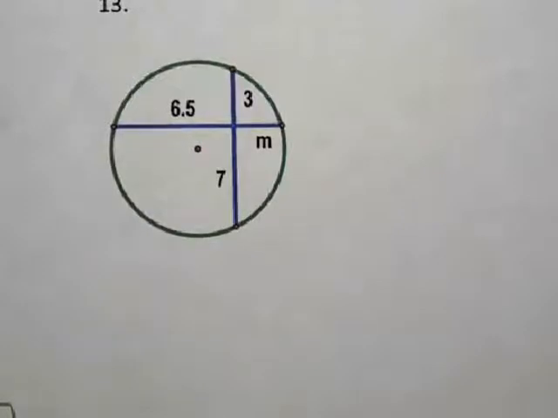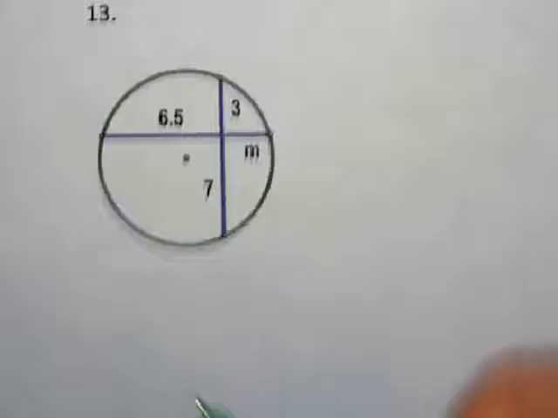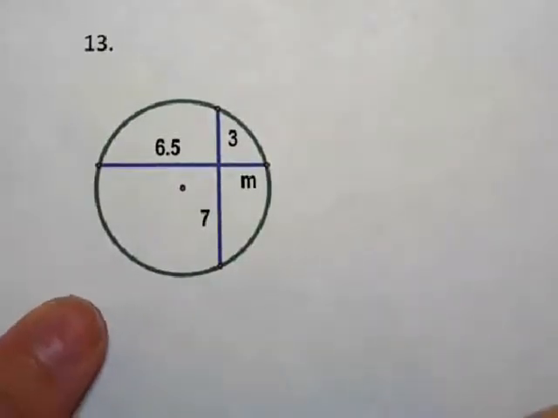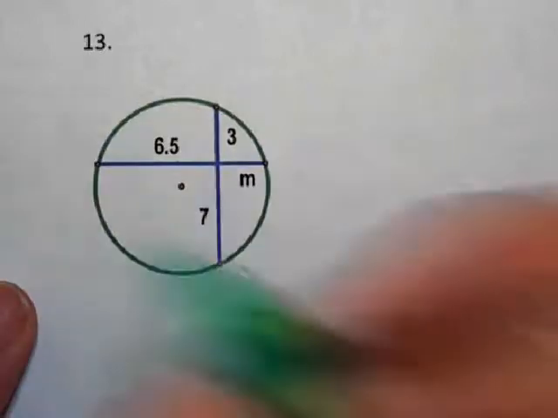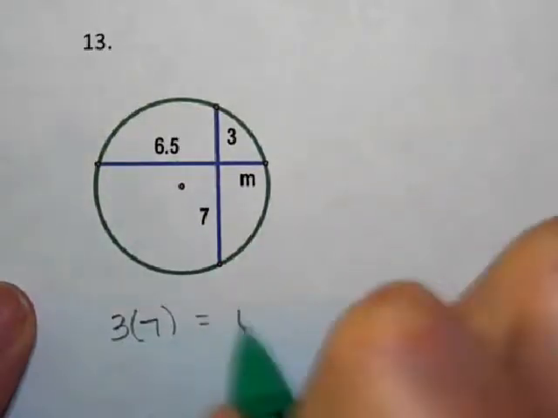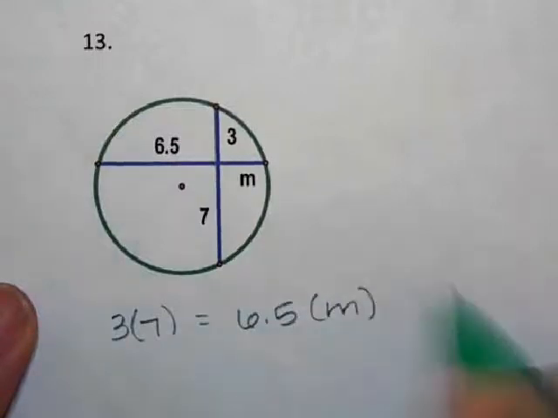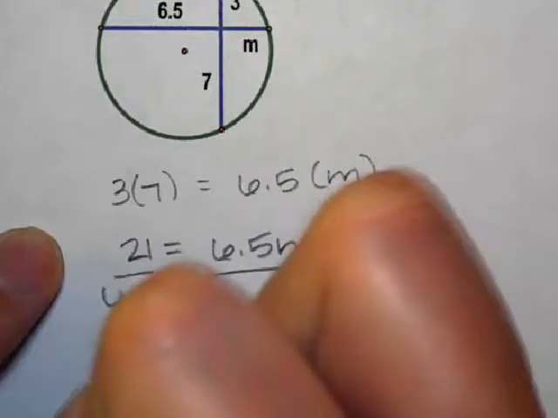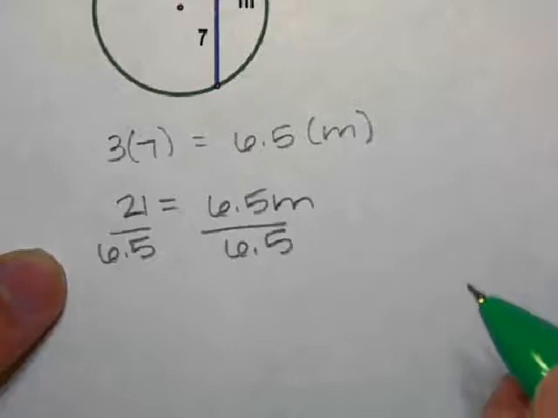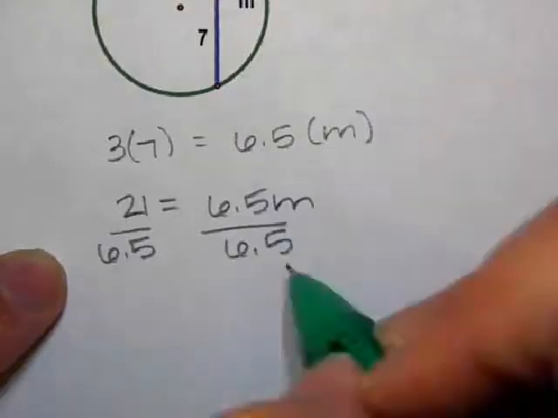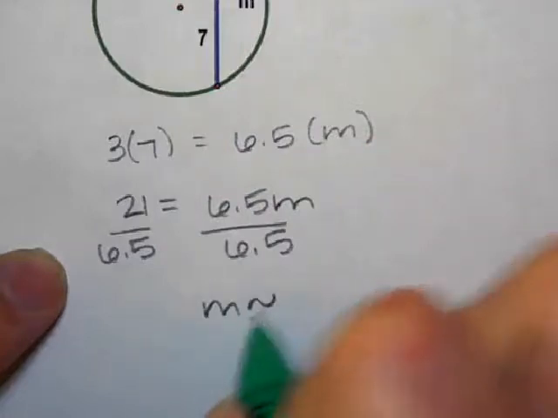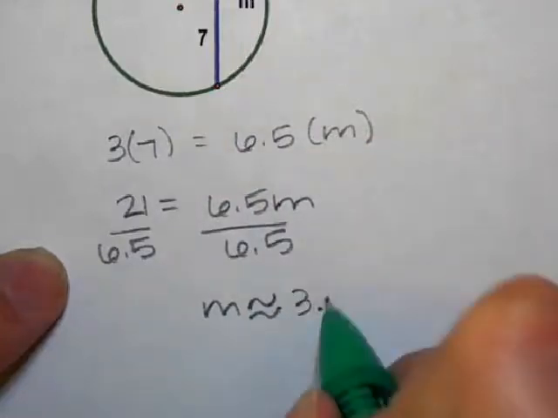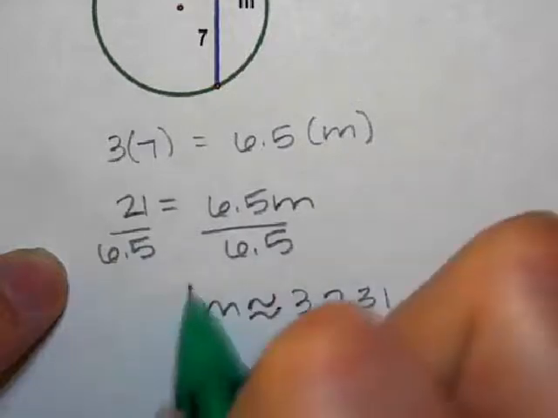Okay. All right. What are we multiplying together? What's 3 times 7? 21 equals 6.5m. And then what do we do? I'm really mad at whoever wrote this problem. It was not me. Why couldn't they just make it 7m? I guess. So n is approximately what? 231, you said? Oh, there we go. All right.